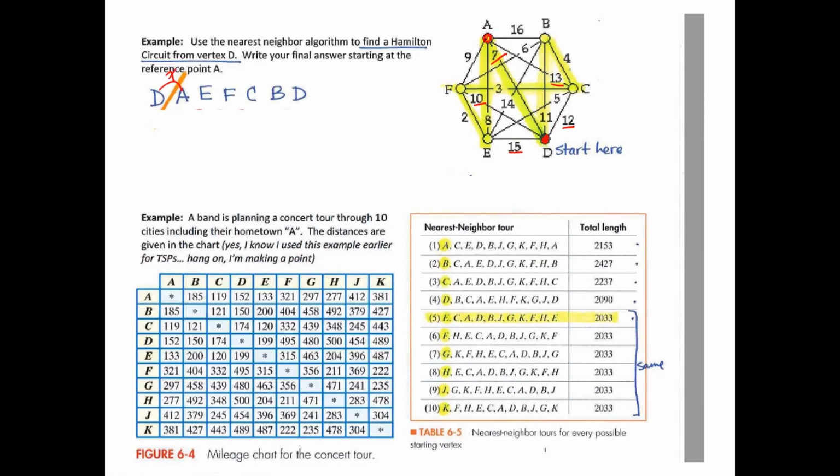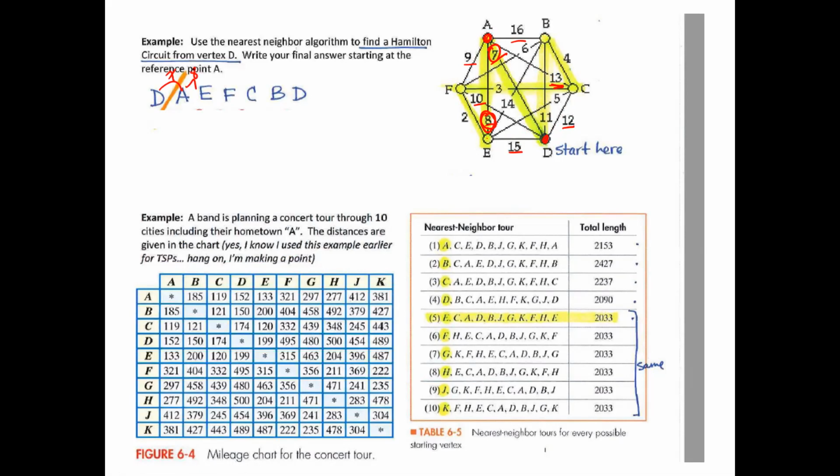Then you look at from A. A to F is 9, A to E is 8, A to B is 16, A to C is 13. Which one's the shortest route? It will have to be E. So A to E is going to be 8.